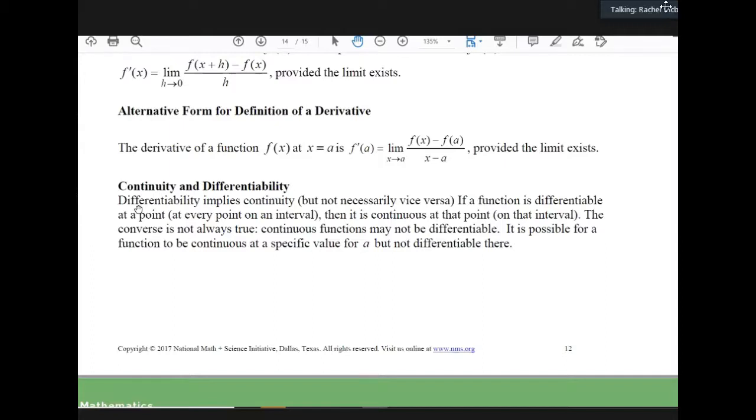However, if you are told a function is differentiable, then you know it is continuous. It's like knowing all squares are rectangles, but not all rectangles are squares. All differentiable functions are continuous, but not all continuous functions are differentiable.